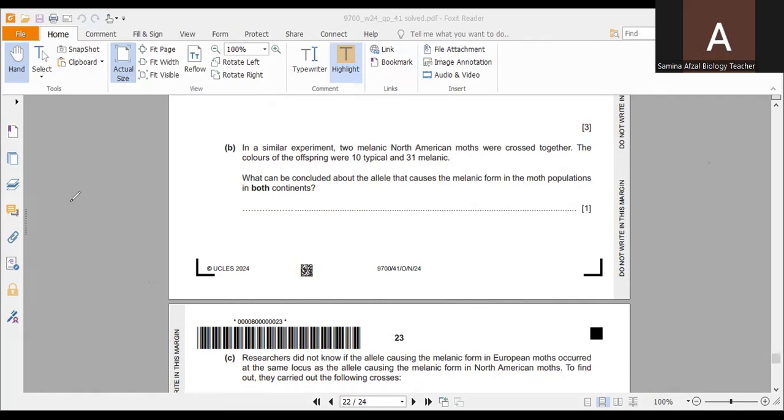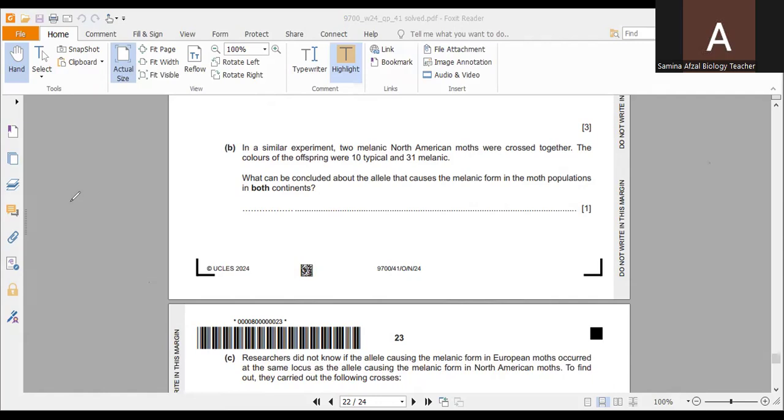So in this case, the question can relate to the previous genetic problem we have discussed in the peppered moth, by comparing results. Here I would like to say the independent assortment implies that the same genetic mechanism, dominant and recessive allele, might be operating in both European and North American populations of the peppered moth. So a similar phenotypic ratio can be observed, which is 3:1. Here you can see the 31 melanic and 10 typical.